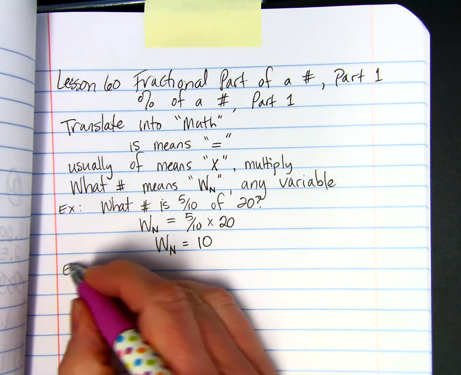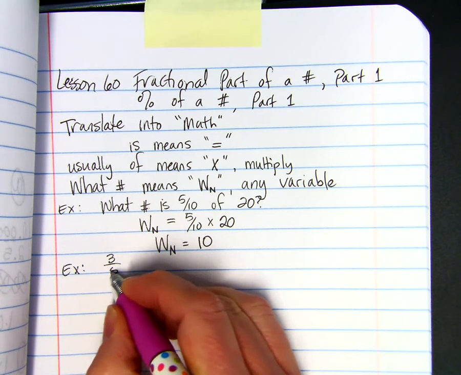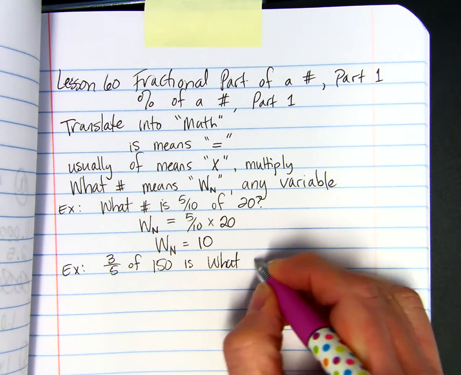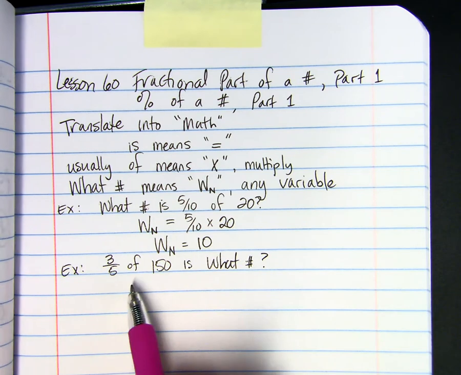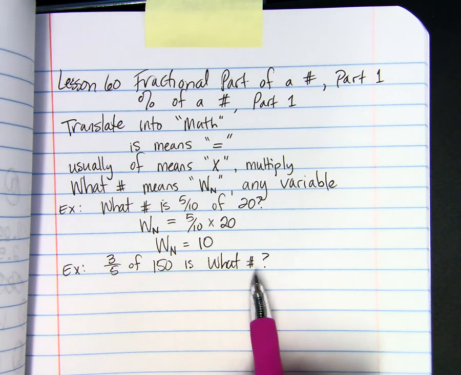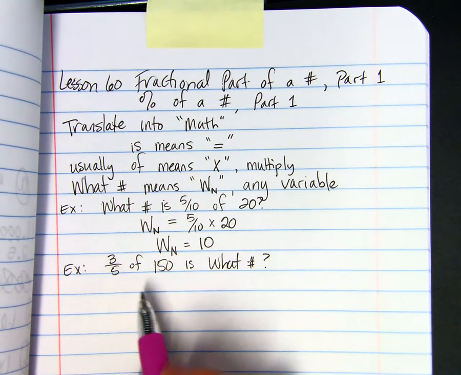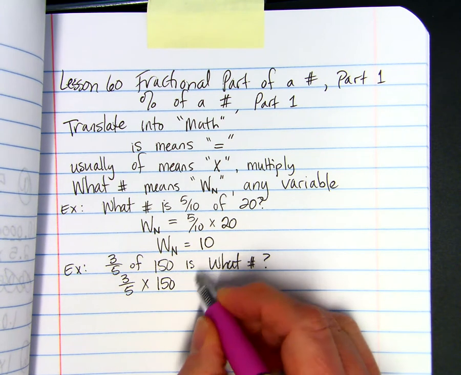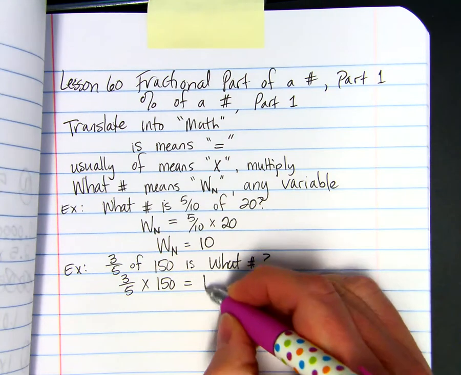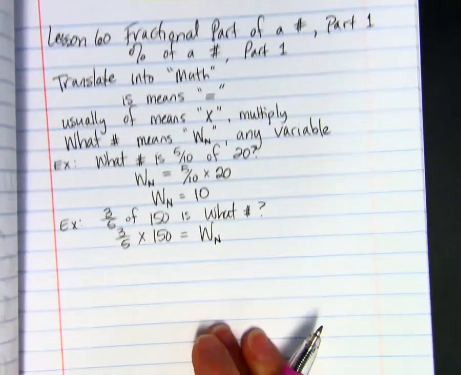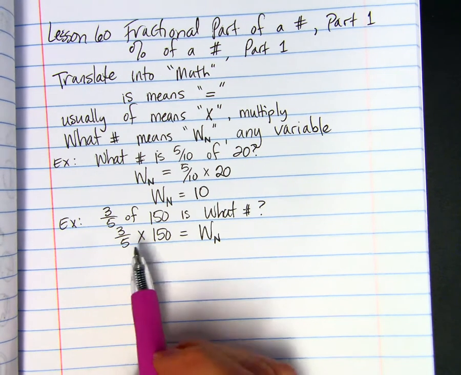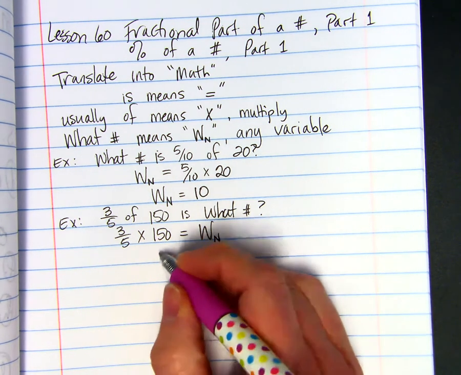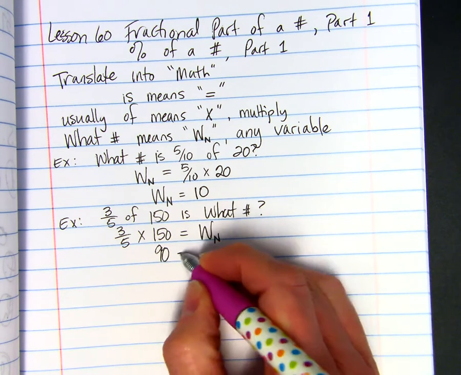So here's another example. 3/5 of 150 is what number? So we have all of our English words, the of, the is, and the what number. So we just plug in the math terms for it. So 3/5 of, in this case, means times 150, is replaced with the equals. What number replaced with W sub n? So we do 150 divided by 5 is 30, times 3 is 90. So 90 equals what number?